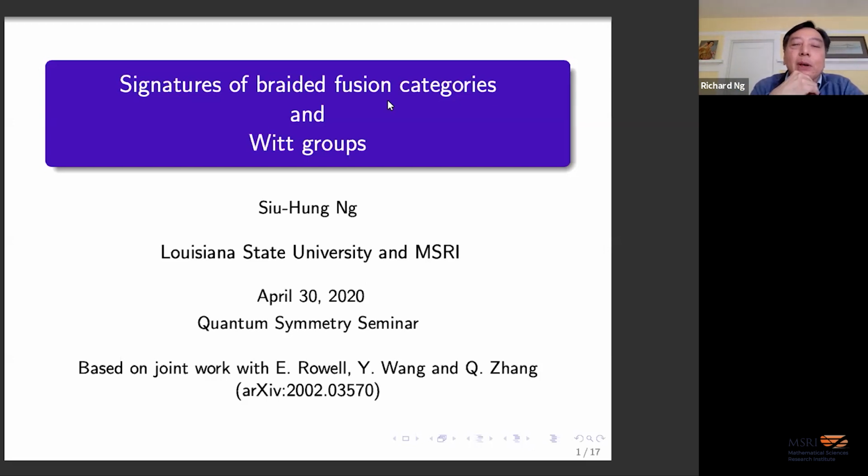So I would like to talk about this because last time I gave a preview of what I'm going to talk about, but actually I left out a big chunk, which is the signature, which is very essential to the whole paper.